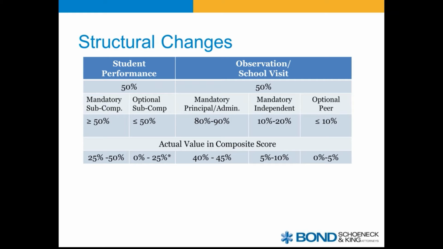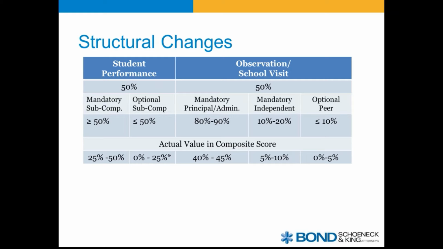However, we place an asterisk there because, as you know from the statute, if a teacher or a principal has a second student performance subcomponent and they receive an ineffective, they will receive an ineffective on their entire APPR rating unless the second optional subcomponent is based upon a state growth score.